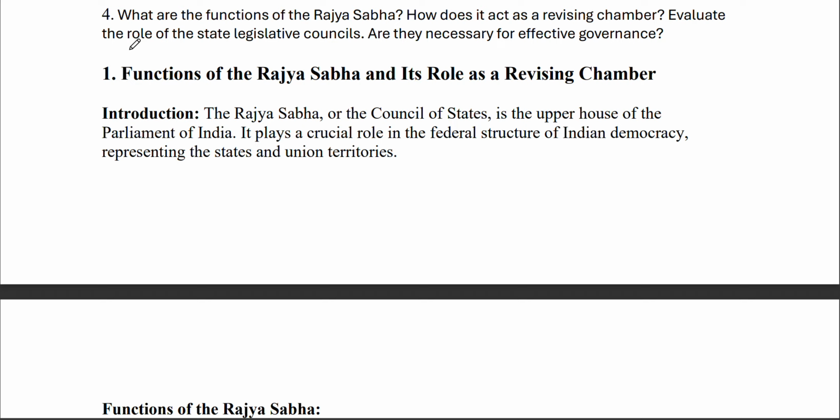What are the functions of Rajya Sabha? What is the function of Rajya Sabha and how does it act as a revising chamber? So Rajya Sabha as a revising chamber, we need to evaluate the role of the state legislative councils with respect to the state.